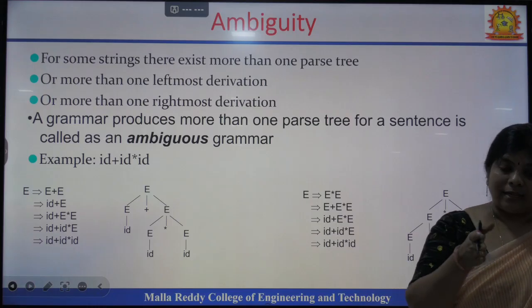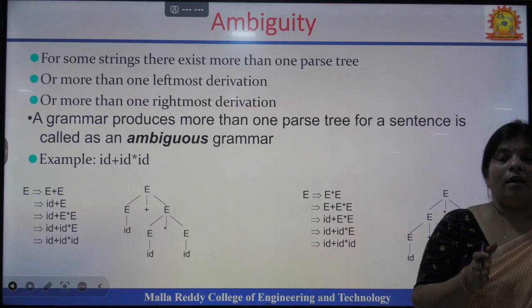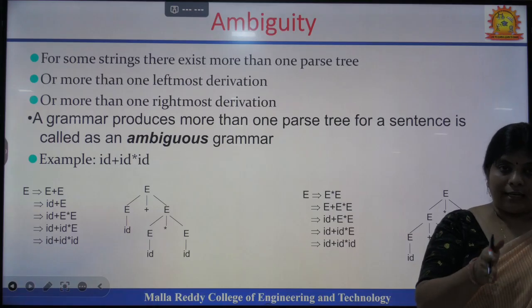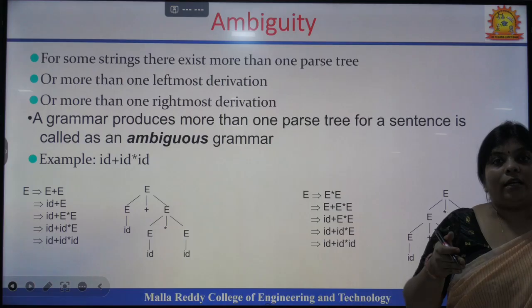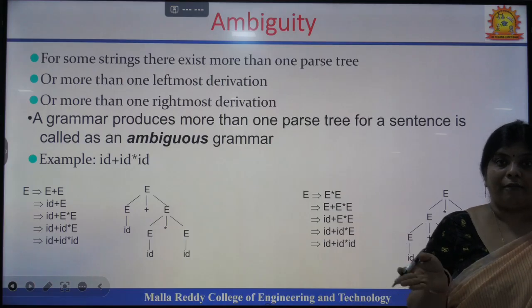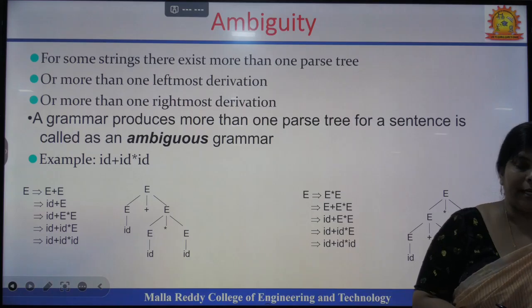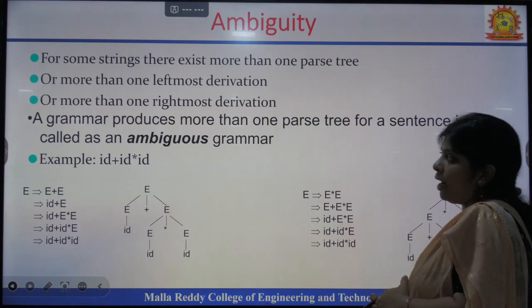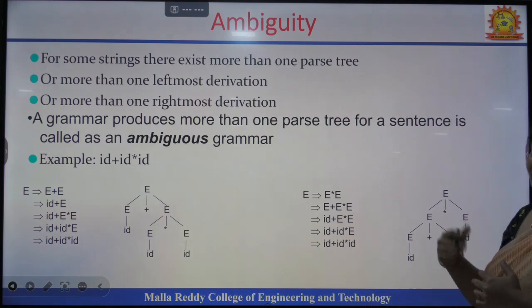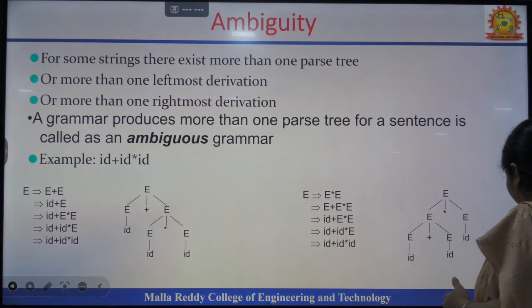But even when we select only leftmost, we still have two different ways. So which one has to be selected? That confusion has been generated. To avoid that confusion, we can handle this ambiguity problem.